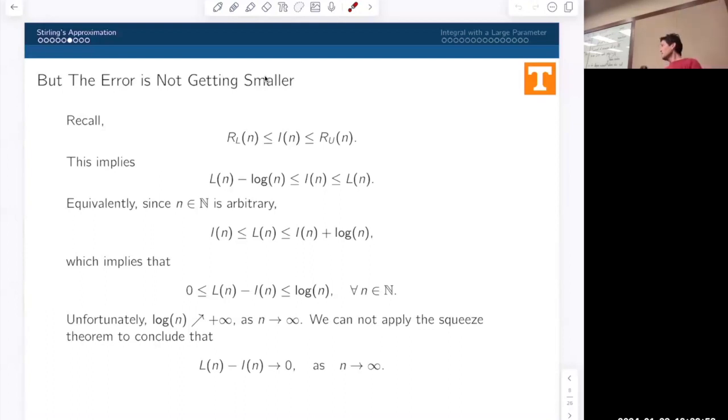Crummy, right? Pretty crummy. Because normally when we make an approximation like this, we want to say something like, let's call this the error, and then we want to say, well, the error goes to zero as the parameter goes to infinity. Does that happen in this case?